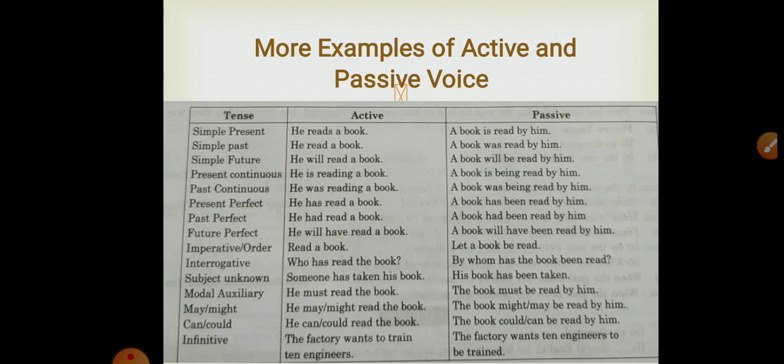Next is he had read a book. Again had is there, means a book had been read by him. I will have read a book. Now it is a future perfect. So have is also there, will is also there. So after have we need to write been. A book will have been read by him.